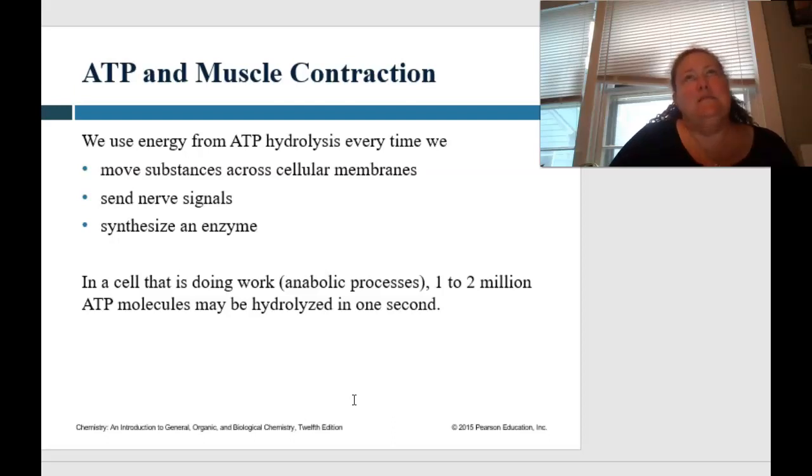So we use energy from ATP hydrolysis every time we do anything in our body, from moving substances across cellular membranes, unless it's passive diffusion, but other than that, if it's active and it requires energy, the energy is ATP, to send the nerve signals from my brain down to my mouth so that I can be moving my lips and talking right now, and also to synthesize an enzyme. We talked about an enzyme before and how those are functional proteins, right? So in a cell that's doing work, which would be called an anabolic process, because we're building up, 1 to 2 million ATP molecules may be broken or hydrolyzed in 1 second.